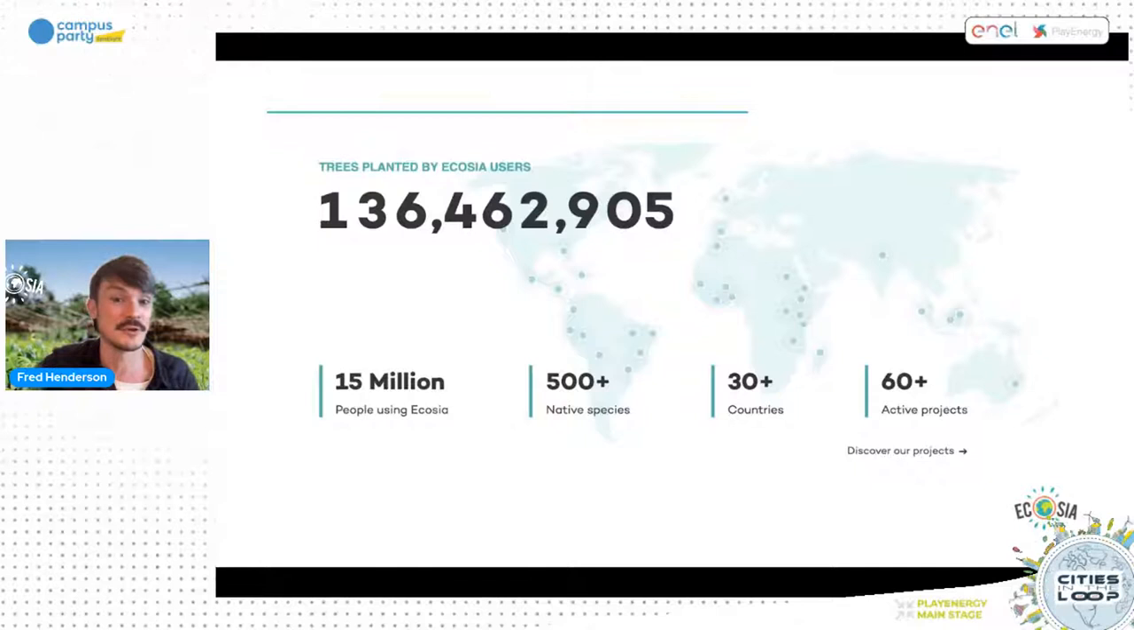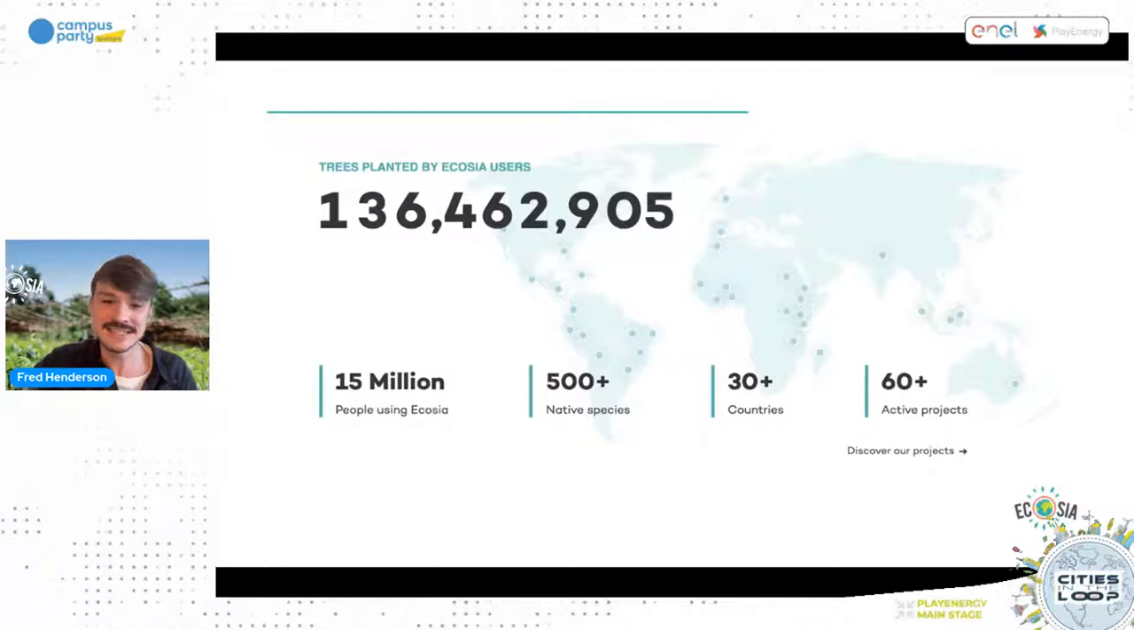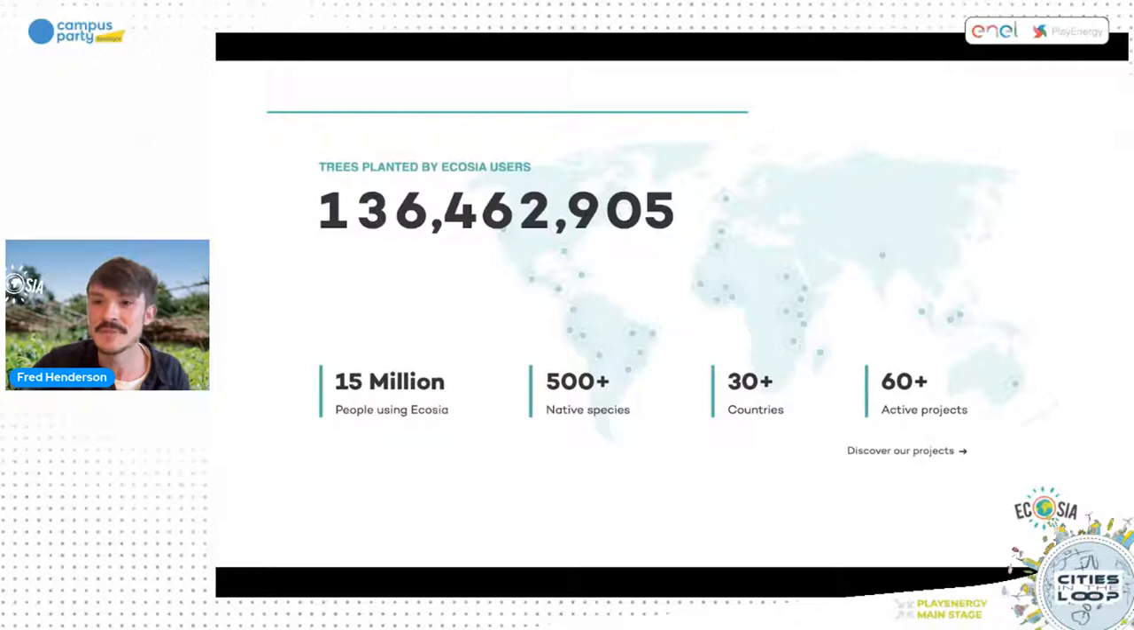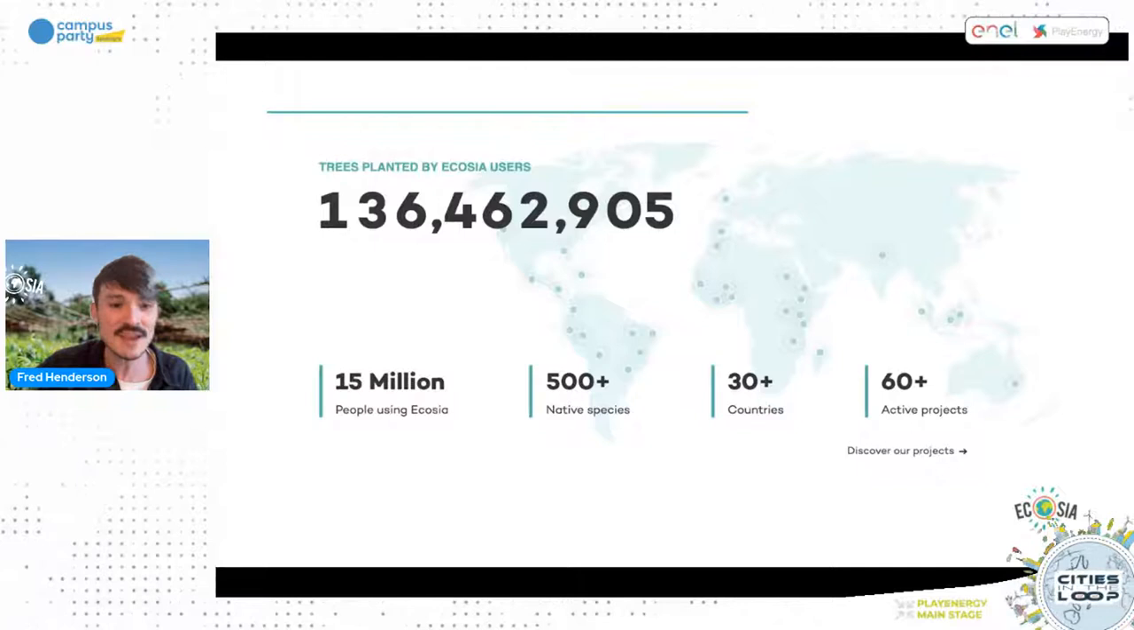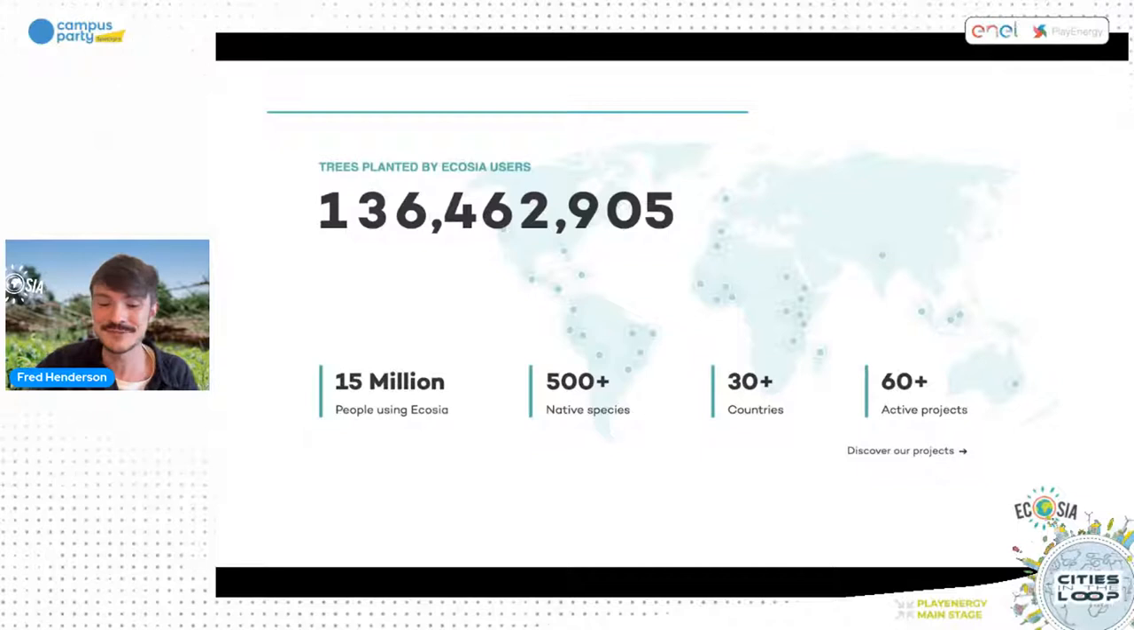So to take an example, Madagascar, an island off the continent of Africa, has seen plant and animal life there evolve in a unique biodiversity. And so it's really important for us to plant native tree species here to fight the deforestation that the island has seen. And so, as I mentioned, thanks to our 15 million monthly users, we've to date planted over 140 million trees, planting in over 30 countries across more than 60 active projects.